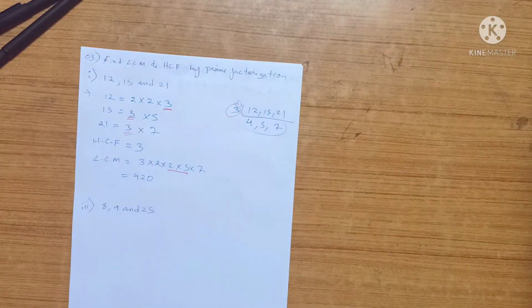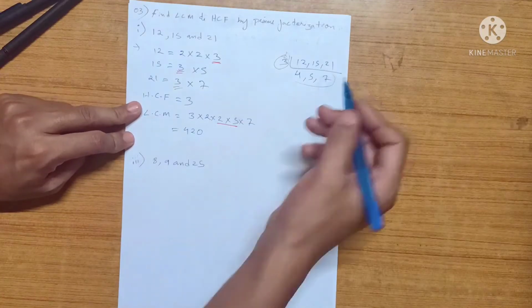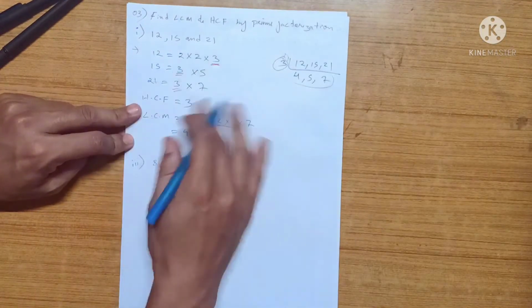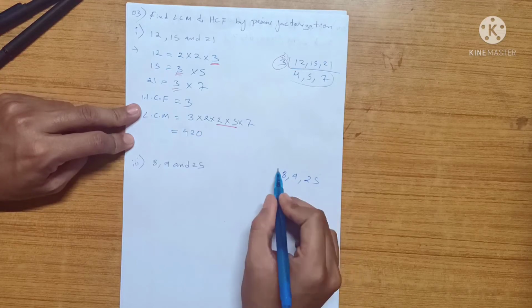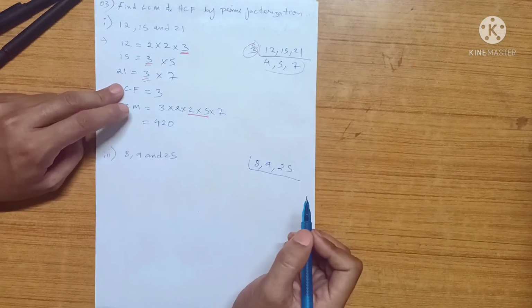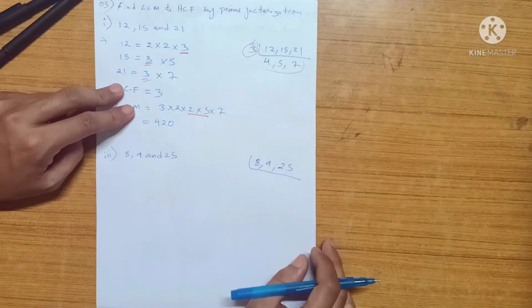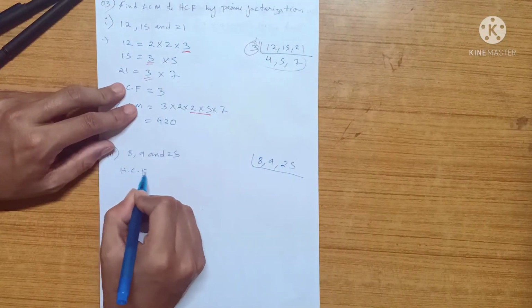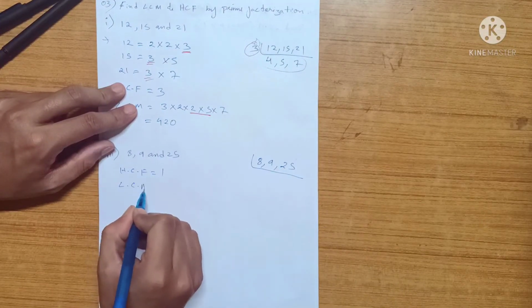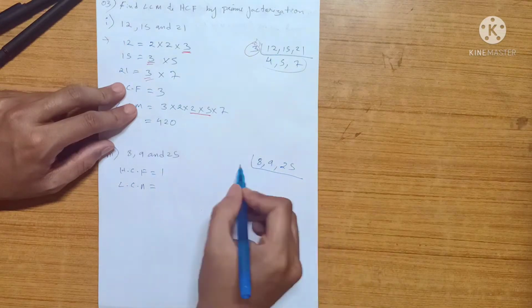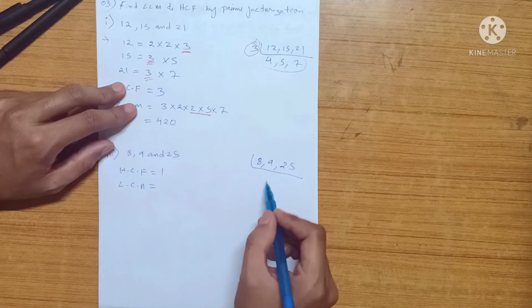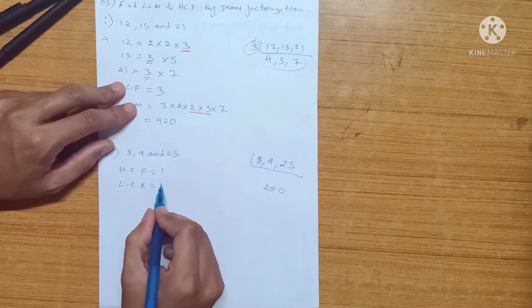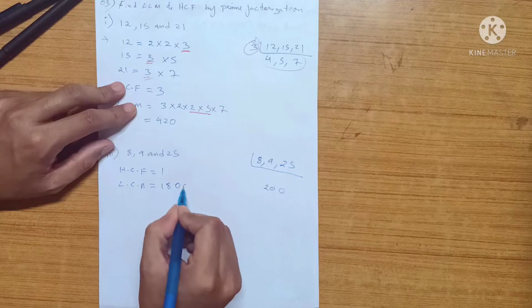Done. That's the easiest way, the shortcut method. This is the textbook method. So I'm going to do the shortcut method only. 25. So we cannot divide anything by the same number, so HCF is 1. LCM is the product of everything. So 25 4s are 100. So 25 into 8 will be 200. 9 into 200 will be 1800.